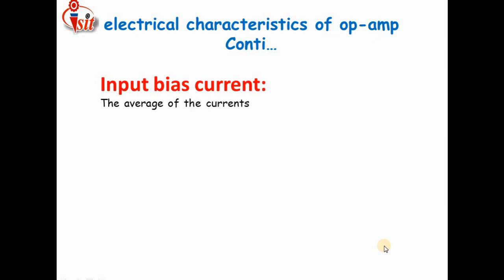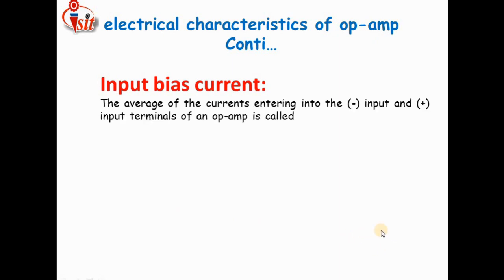Then the next electrical characteristic is input bias current. Input bias current is abbreviated as IB, capital I with the suffix letter B. It is the average of the currents entering the negative input and positive input terminals of an op amp. Its value is 500 nanoampere for the 741C IC. That means it is also very small. But in comparison with input offset current, input bias current is a little bit greater.